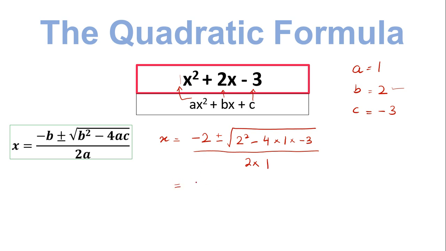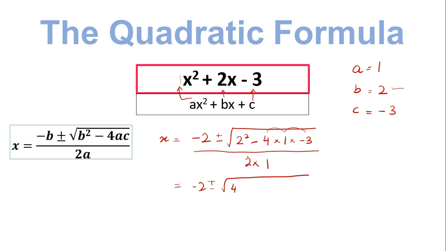Now I have minus 2, let it be the way it is, plus or minus square root of 2 squared. 2 squared, 2 times 2 is 4. And then you've got to multiply. So 4 times 1 is 4. 4 times 3 is 12. A negative multiplied by a positive is negative, then a negative multiplied by a negative, so it has to be a positive answer.